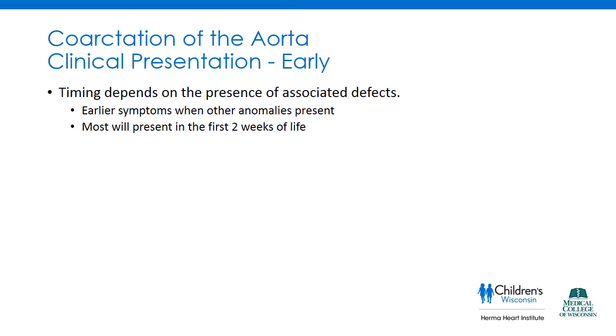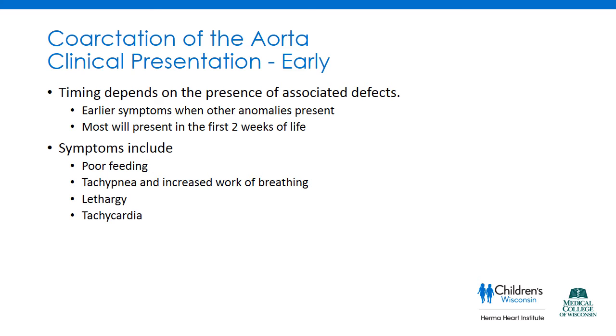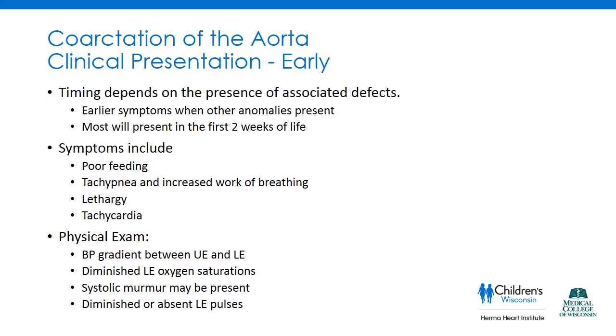There are definitely two different ways that these patients can present. Oftentimes early in life, they can present once their PDA closes. So in those first 2 weeks of life, they can present with poor feeding just because they're not getting blood flow to their gut, and so they can have significant irritability. They can have tachypnea and increased work of breathing because they're developing acidosis. They can be lethargic and tachycardic and really present in shock.